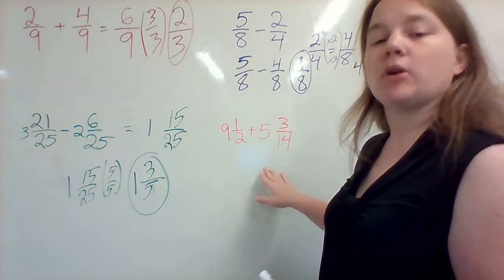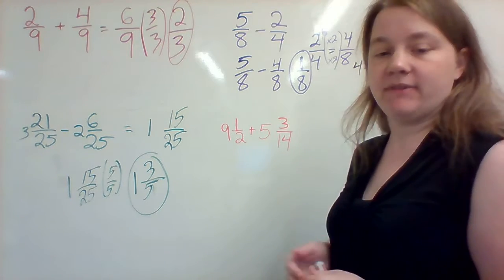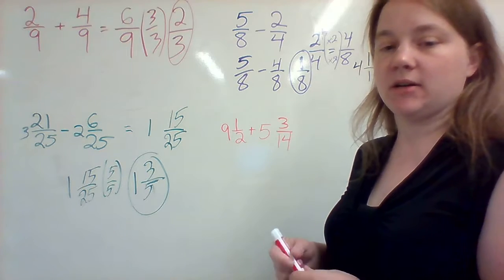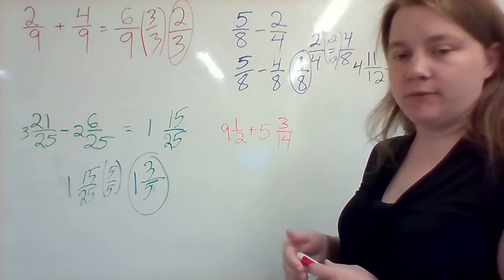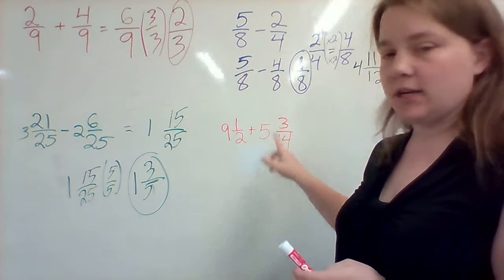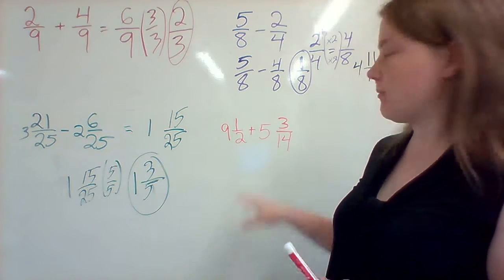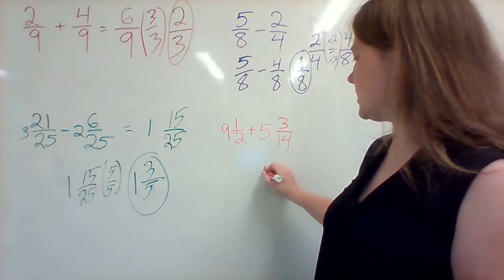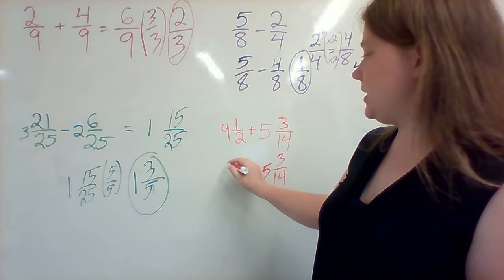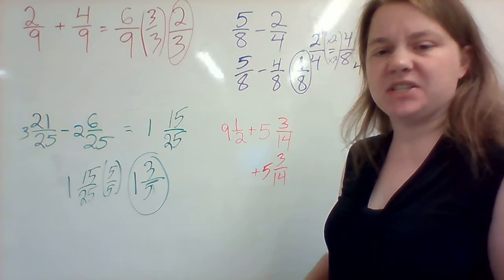Now we're going to take a look at this mixed number down below. This mixed number also does not have a common denominator. So to figure out what the common denominator is, I need to look at 2 and 14. And when I look at 2 and 14, I realize that 2 can go into 14. So I'm going to leave 5 3/14 alone. And I'm going to change 9 1/2 into something else.